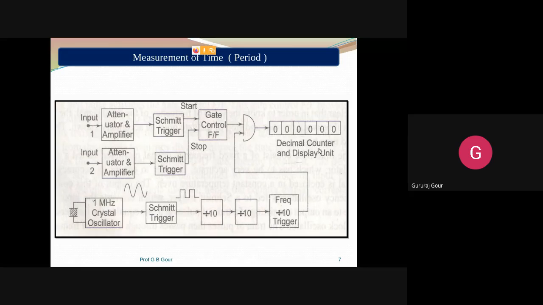Only when counting is finished will it be connected to the display. Until then, it will not be connected to the display. It will be latched temporarily. Remember that. Now, how long will these pulses be allowed to the decimal counter? As long as you don't get the stop pulse. Once you get the stop pulse, the gate control flip-flop will no longer generate its output 1. It will become 0.